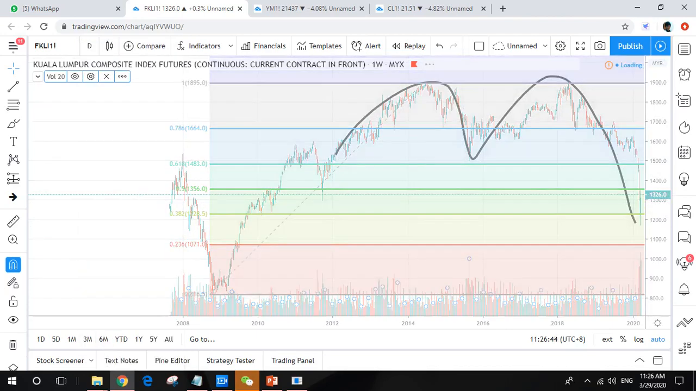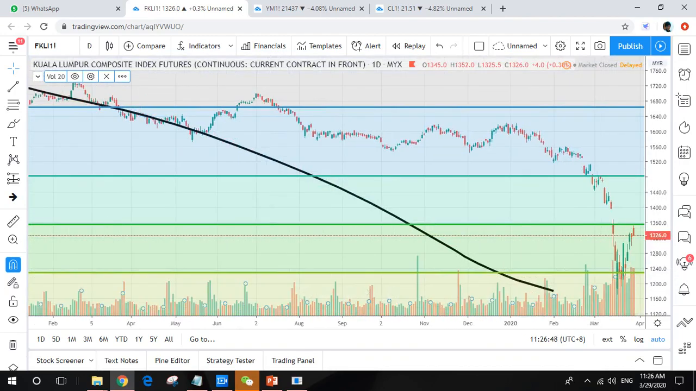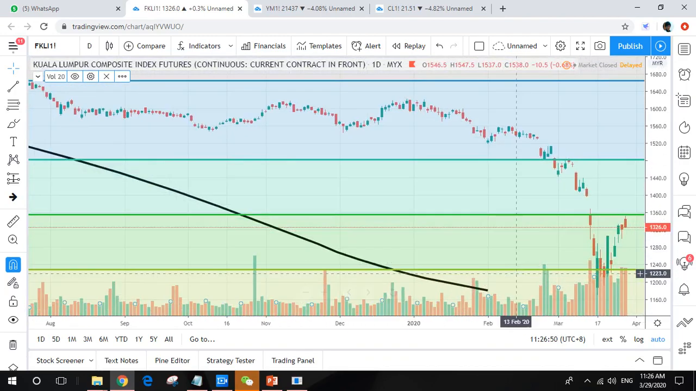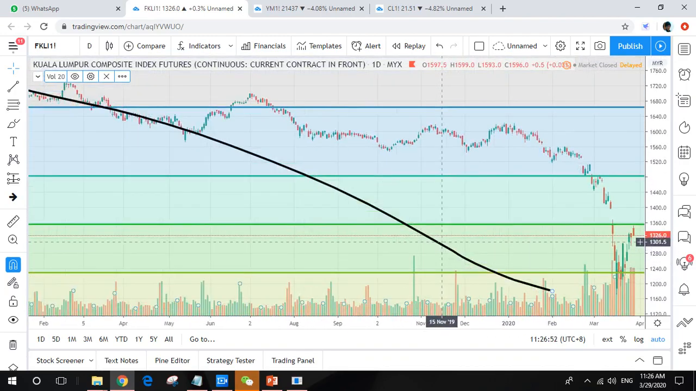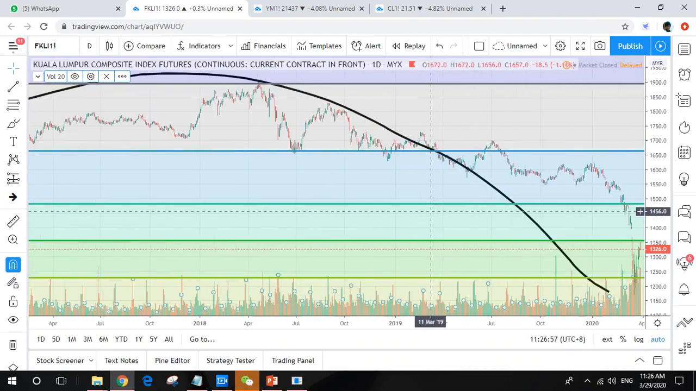Let's look at the daily chart. The daily chart also forms a V-shaped rebound with growing volume in the short term, but without any strong confirmation yet. Then let's look at the US.